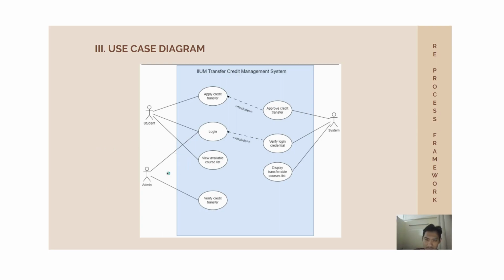Okay, next is the admin, who is able to log in to the system, and then the system is able to verify the login credential, whether it is verified or not. And then the admin is also able to verify the credit transfer from the student request in the application form. Lastly is the system, which approves the credit transfer for the student's application, verifies the login credential from the student and also the admin, and also displays the transferable course list for the students.